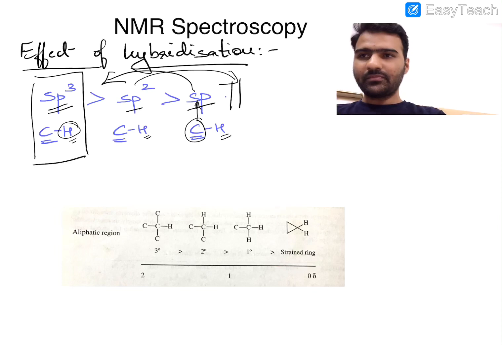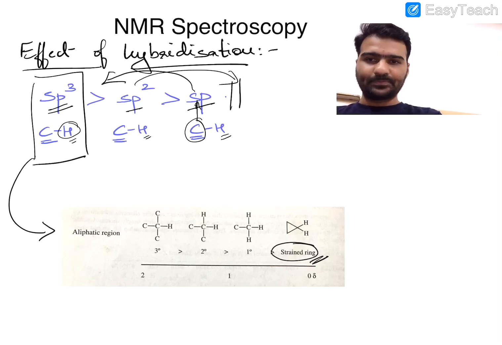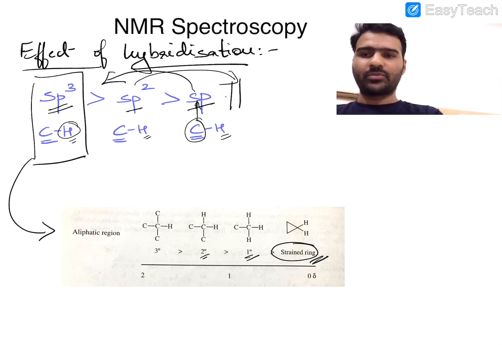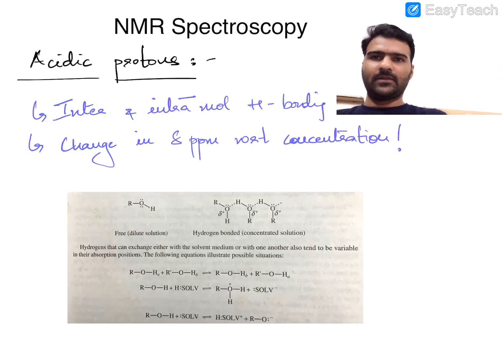Okay, if we compare between sp3 hybridized systems, the most upfield proton is the one that comes from strained rings, followed by a primary carbon atom connected to a proton, followed by secondary, followed by tertiary. That's what is experimentally observed: as the proton attaches itself to a carbon atom with varying degrees of substitution, this is the order in which we observe their peak positions in NMR.